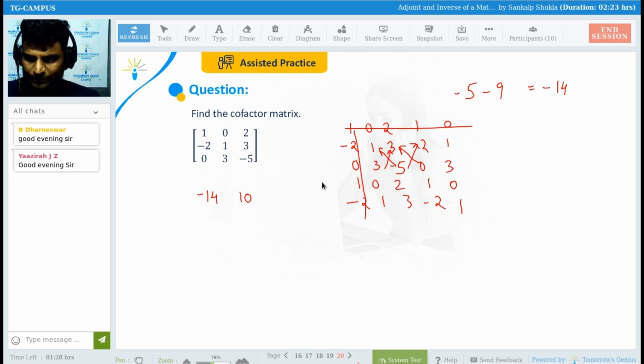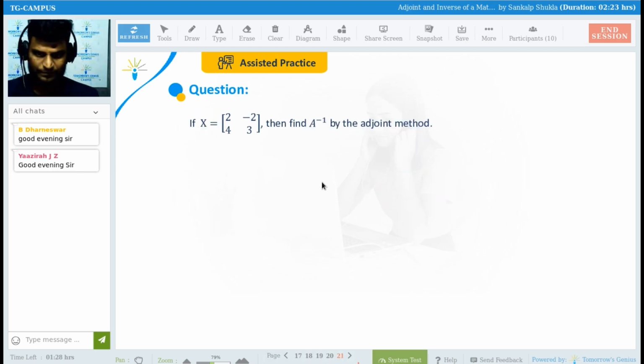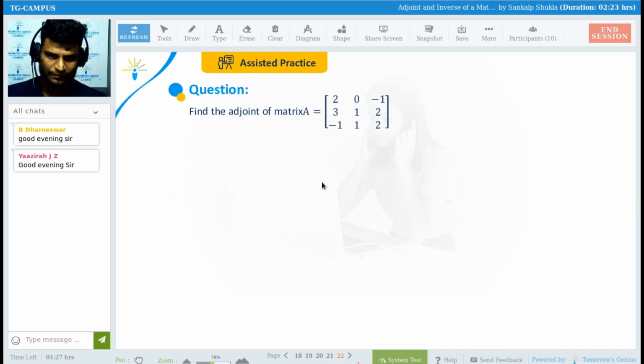Okay. X is equals to 2 minus 2 4 and 3, and then find A inverse by the adjoint method. Okay, so there is this question from inverse. We haven't discussed inverse yet. Okay, so we'll first discuss inverse of a matrix and then we will come to this question.